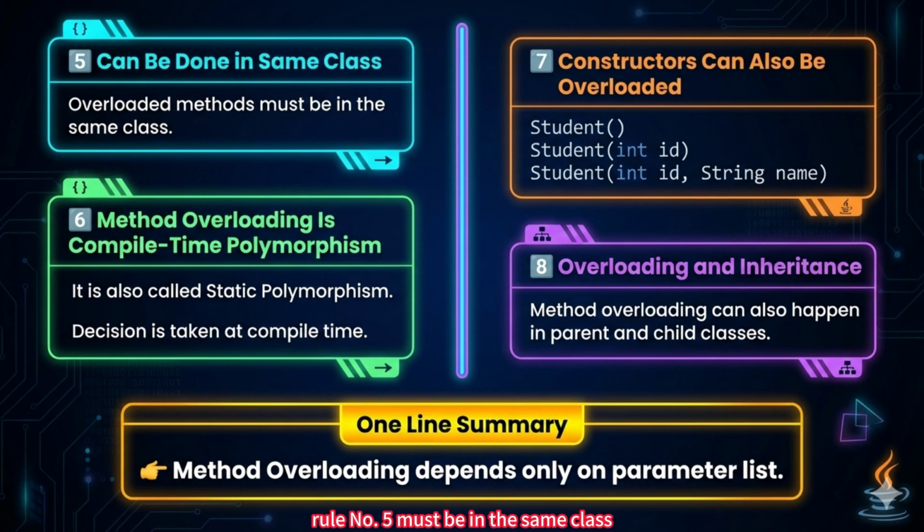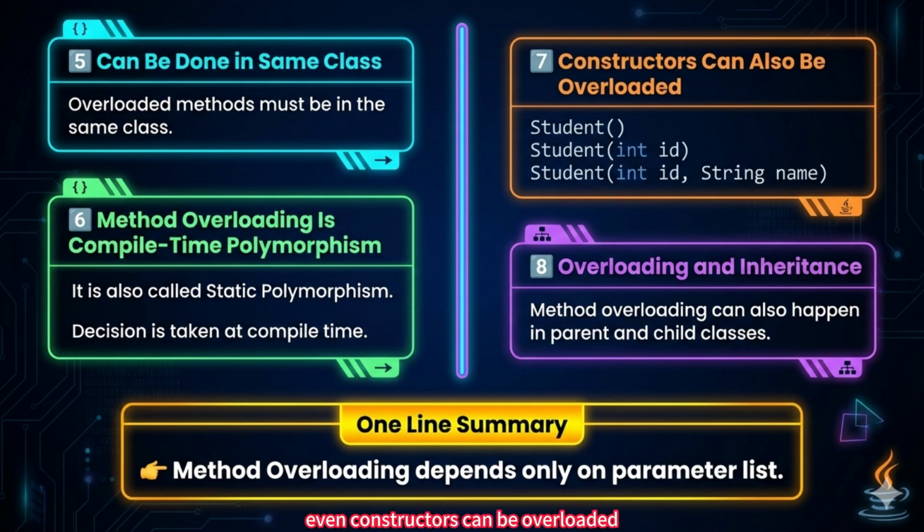Rule number 5, must be in the same class. Overloaded methods must be written in the same class. Rule number 6, compile time polymorphism. Method overloading is called compile time polymorphism or static polymorphism because the compiler decides which method to call at compile time.